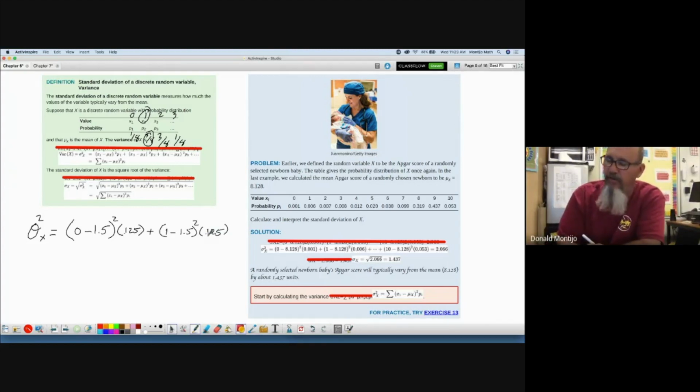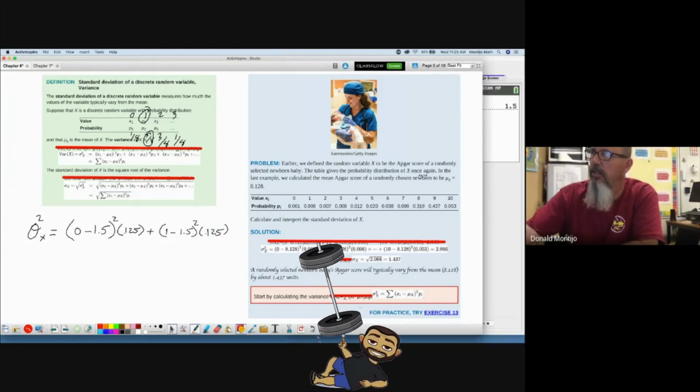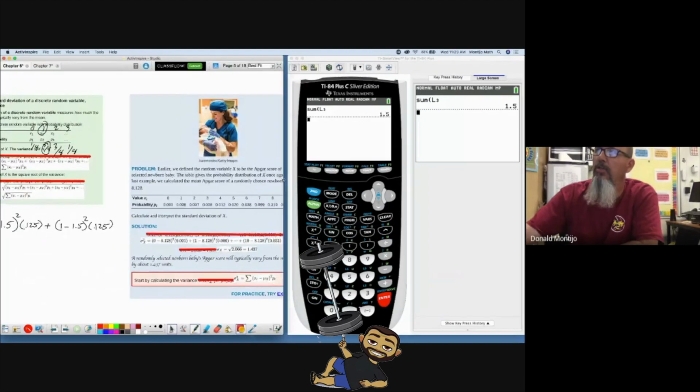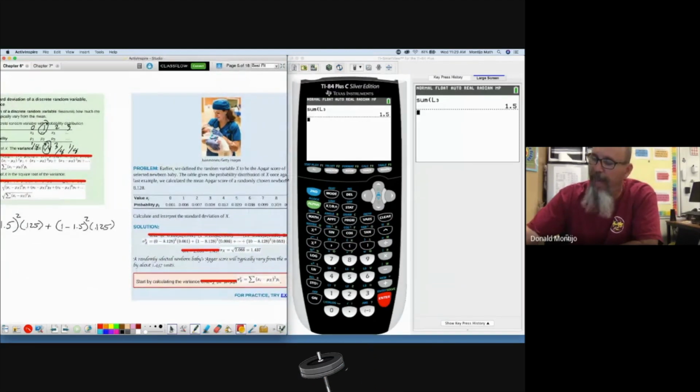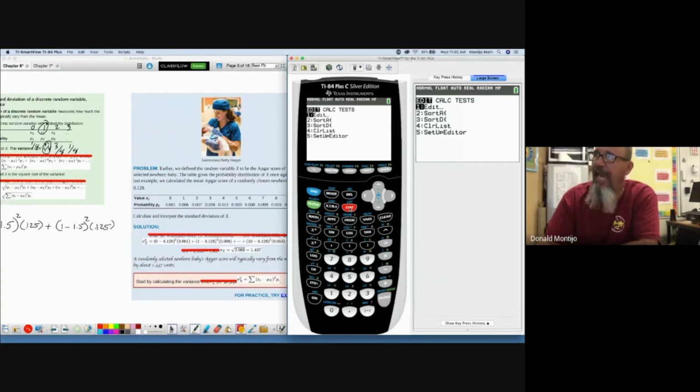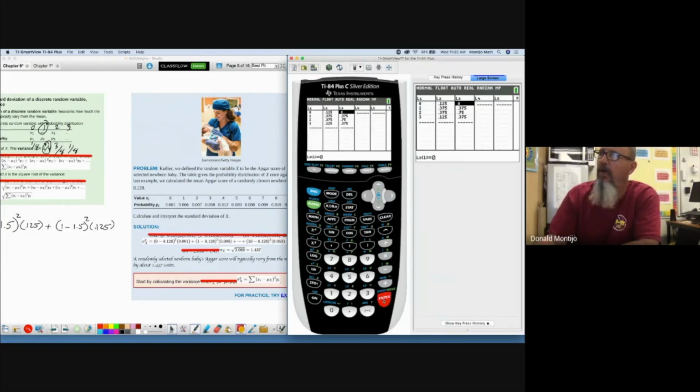This is no fun whatsoever. It's too much work. So let's let the muscle do all the work for us. Let's let the guy who's strong do all the heavy lifting. Let's go back to our calculator and let our calculator find the variance for us. If I go into stat, edit, I want to look at these lists. I have everything I need here. I just need to be smart enough to tell the calculator what to do.